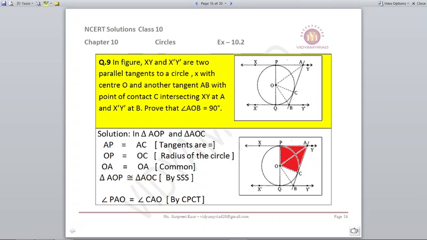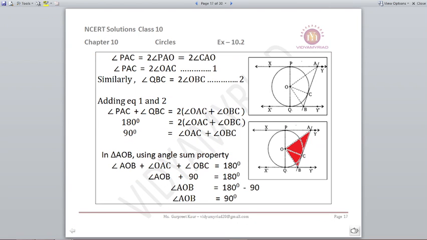And when triangles are congruent, we can say that angle PAO is equal to angle CAO by CPCT. Now we can also say that angle PAC, the whole of angle PAC, will be twice of angle OAC, because both the middle angles are equal, so definitely that will be twice.